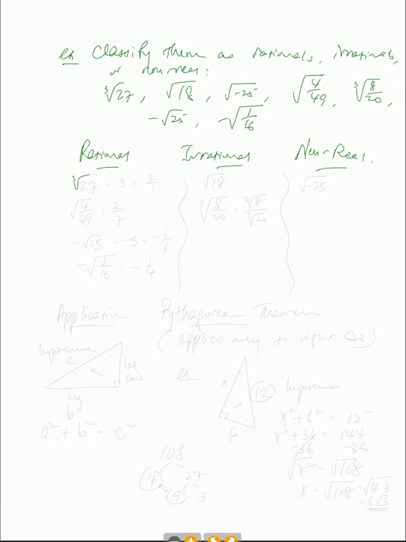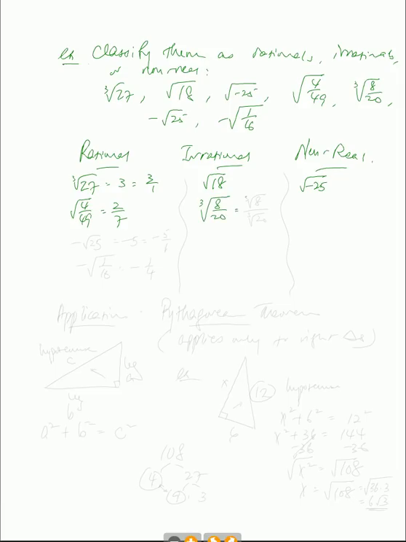Okay, so cube root of 27 actually falls under rational because this answer is 3, which is 3 over 1, so that's rational. Square root of 18 is what you call irrational because it's not perfect. Okay, and square root of negative 25 is what you call non-real. Square root of 4 over 49 is actually 2 over 7, so that's rational.